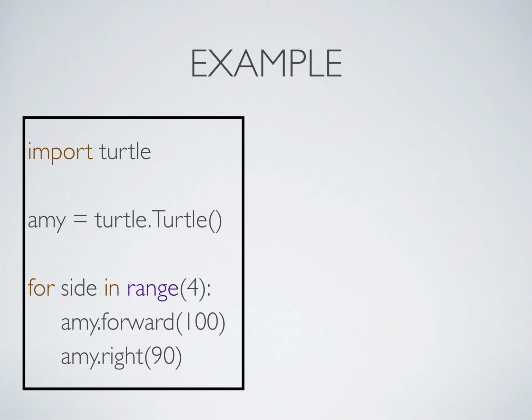Alright, so hopefully you see that Amy is going to draw a square here. For each iteration of this for loop, the turtle, Amy, moves forward 100, and then she turns to the right by 90 degrees, which is basically that right angle, and then moves forward 100 again, turns, moves forward 100, does this 4 times, and draws a nice little square.